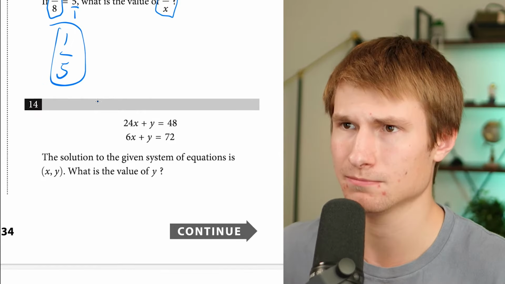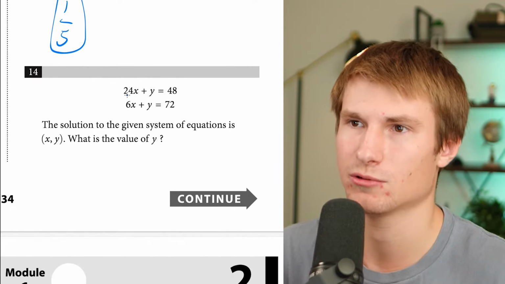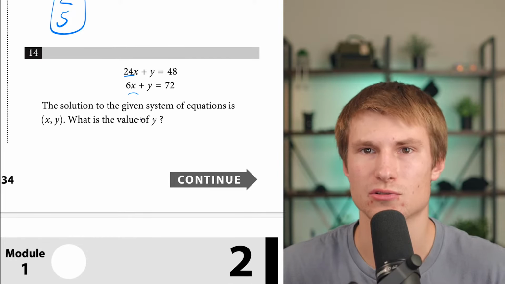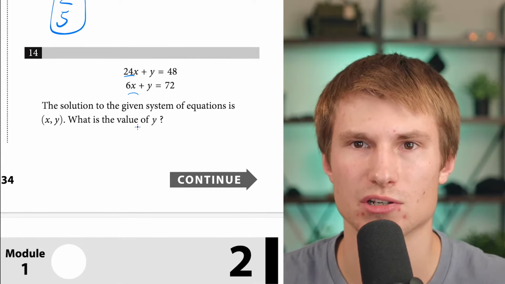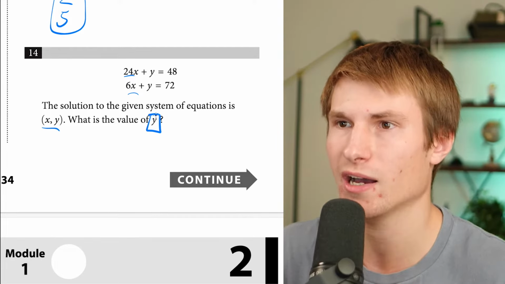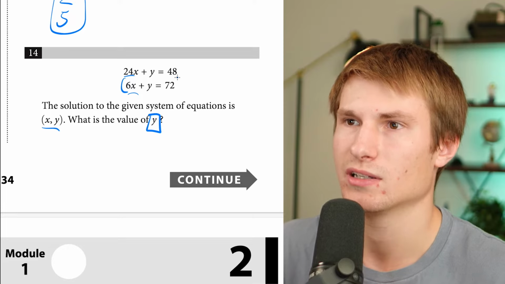Number 14. Okay, just immediately what jumps out to me, 24x, 6x. That's a factor of 4. What is the solution to the given system of equations? The solution to the given system of equations is (x, y). What is the value of y? So we need to solve for y. Let's go ahead and get rid of x then.